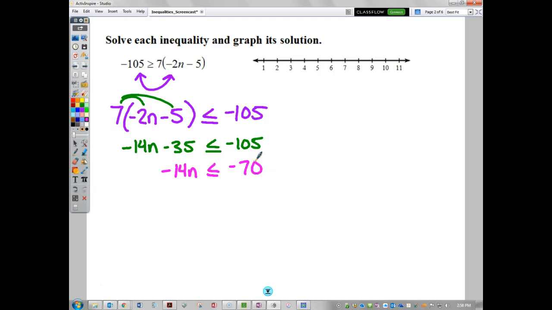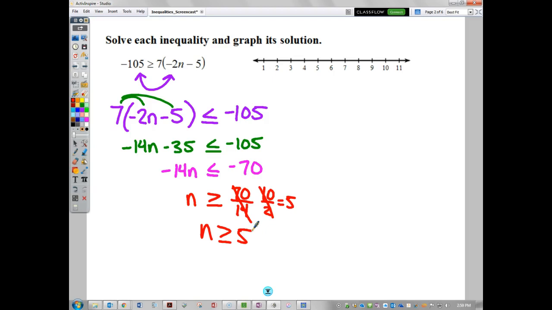And now I'll divide both sides by negative 14. Dividing an inequality by a negative forces you to flip the symbol, so less than or equal to becomes greater than or equal to. A negative divided by a negative is a positive, so positive 70 over 14, which reduces to 10 over 2, which reduces to 5. So n must be greater than or equal to 5.